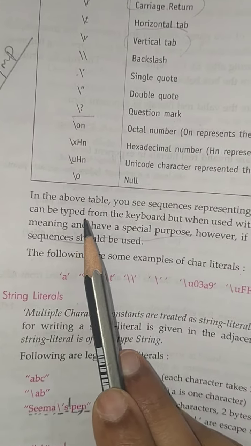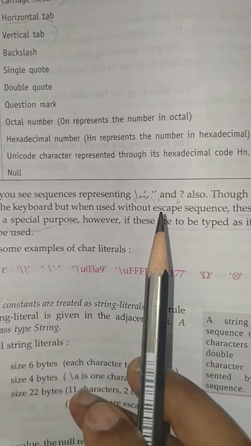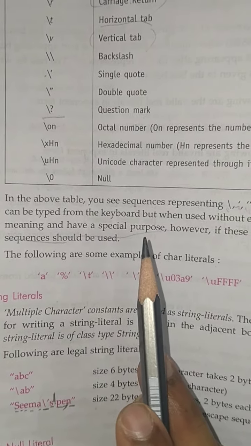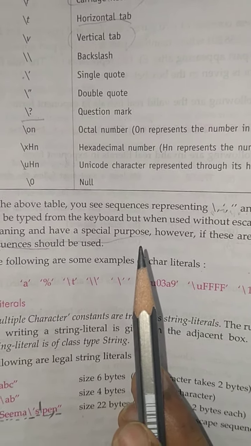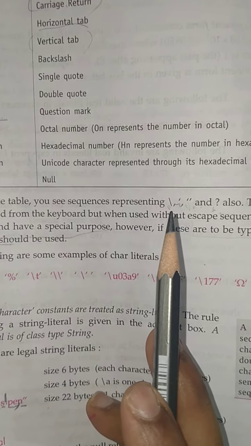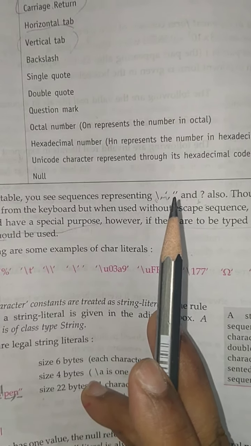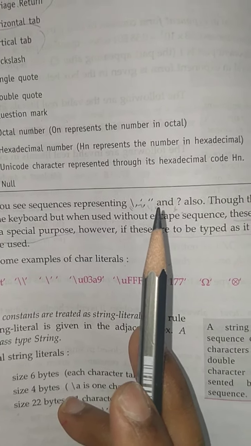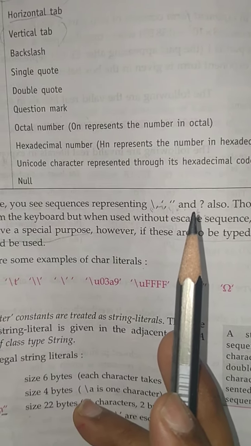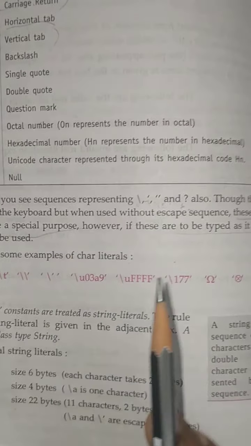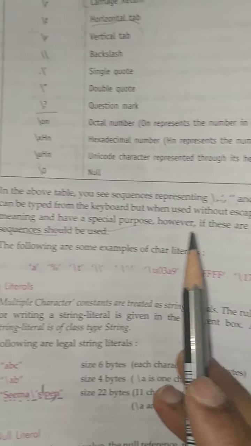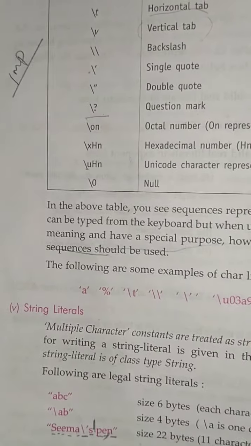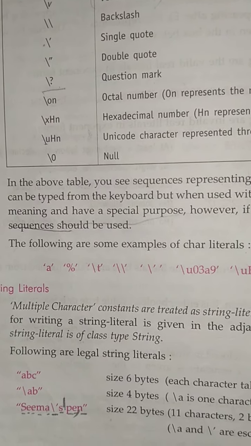Though these characters can be typed from the keyboard, when used without escape sequences they carry a special meaning and special purpose. That is why we use a backslash to represent characters such as backslash, quotes and double quotes. Single quote is used for representing a character, double quote is used for representing a string, and question mark is used for the conditional operator that you will learn. However, if these are to be typed as they are, then escape sequences should be used.